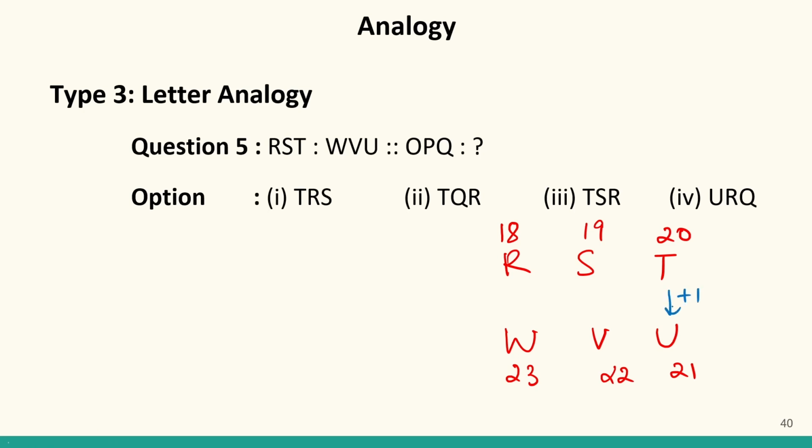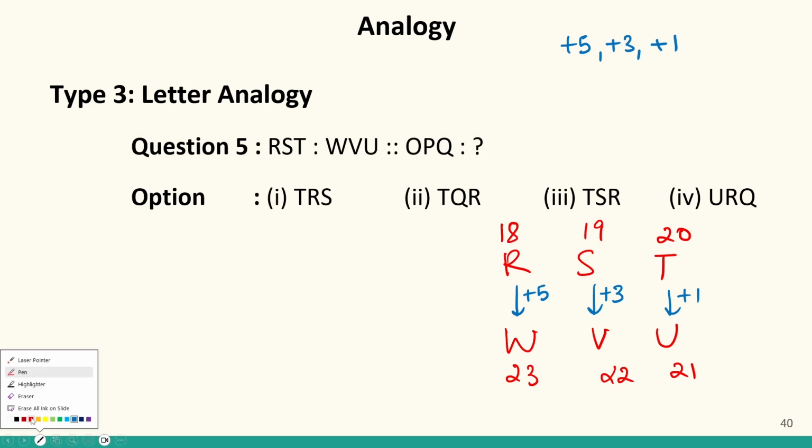I am moving plus 1 over here, moving plus 3 over here, and here I am moving plus 5. So basically we are going plus 5, plus 3 and plus 1. This is the logic that is being followed. So we would have to do the same thing for OPQ, right?